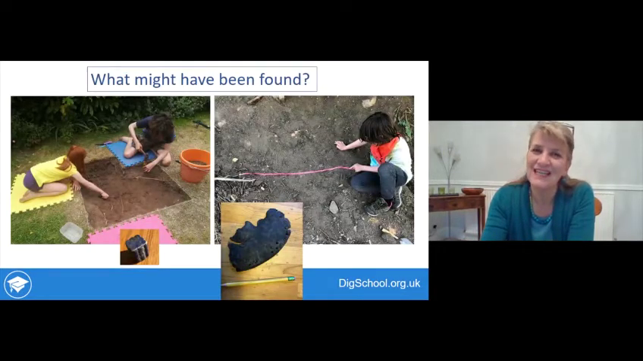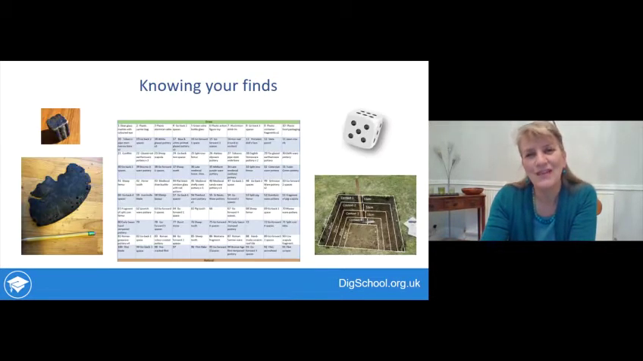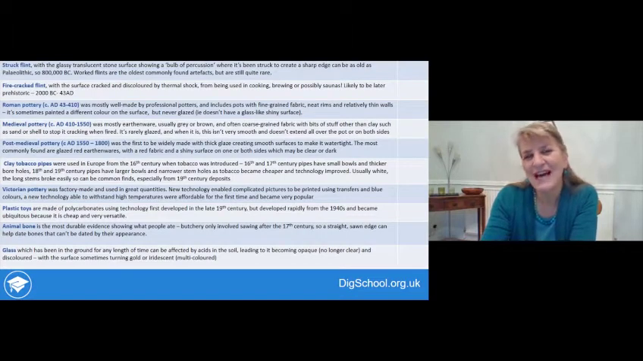So some of you will have been digging test pits over the last week as part of Dig Week, and you'll have found things. The important thing is to be able to identify what those things are. So first thing we'll do is have a look at some of the most common finds that turn up in test pits so you can get your eye in to identify those.